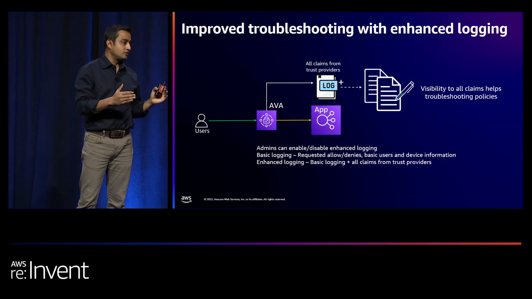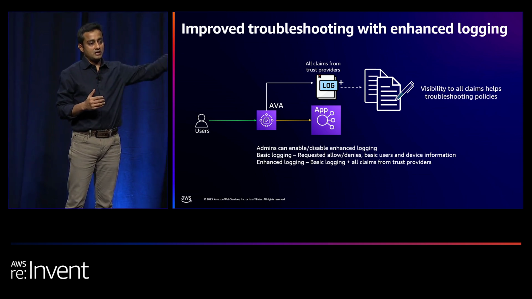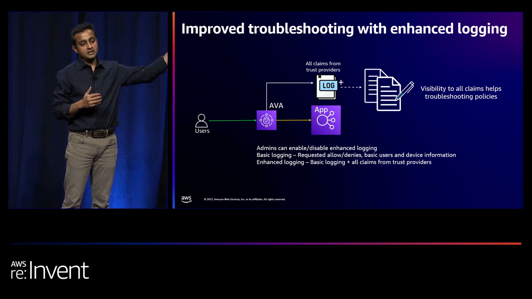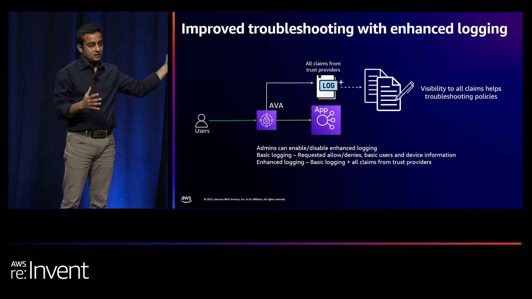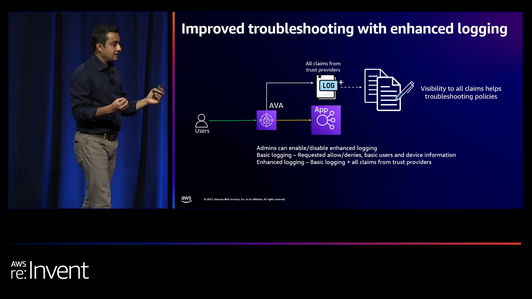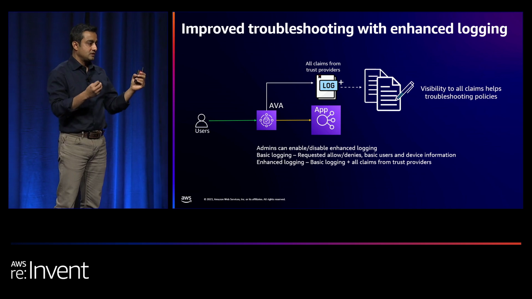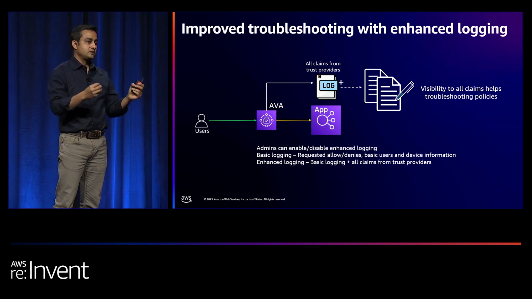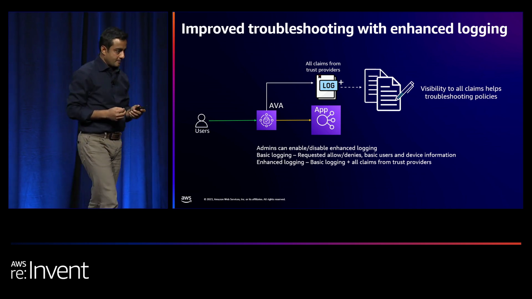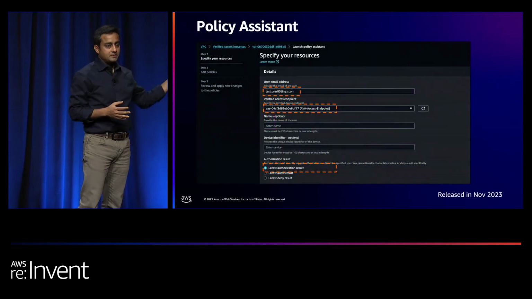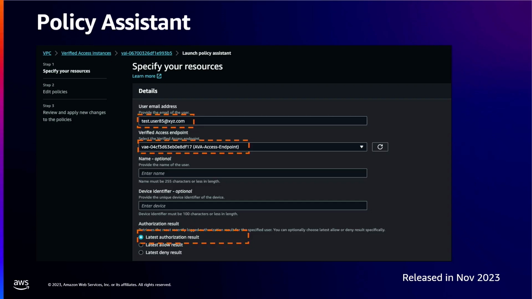So in case you want to troubleshoot, you don't have to go and work offline with the identity or device management team. You can directly go to the log, see what data, what signals, what claims AVA received, and then use that information to triangulate your policies. And we went one step ahead. Last week we released this policy assistant feature, which builds on the enhanced logging that I showed.